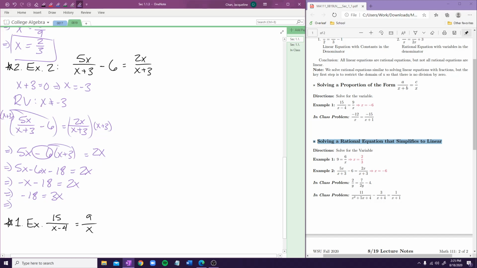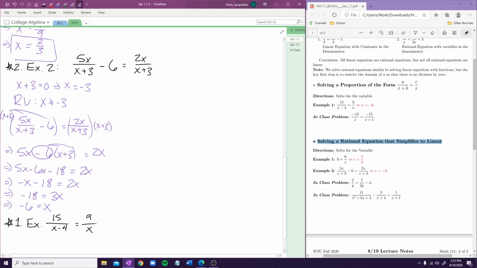Right, we're so close. We got x kind of isolated, all right? But our goal now, we want to make the coefficient 1. So what are we going to do? We're going to divide 3 from both sides. And when I do that, -18 divided by 3 is -6. 3x divided by 3, that is x, all right? So we get x is equal to -6.